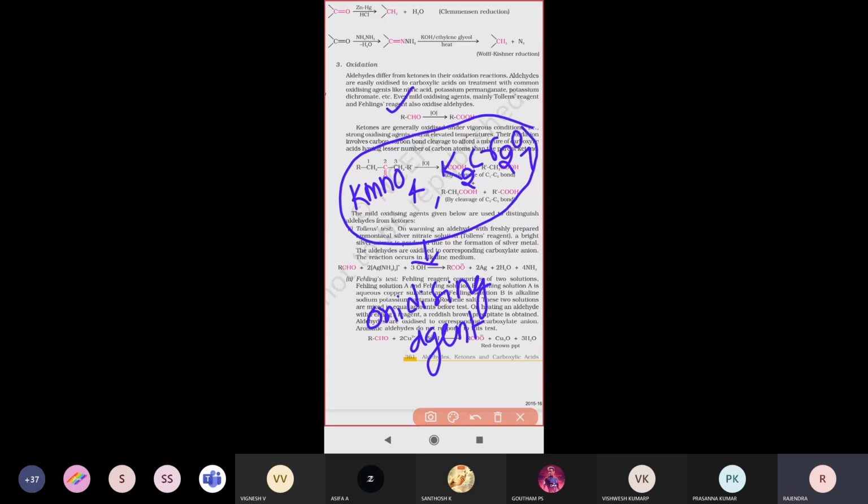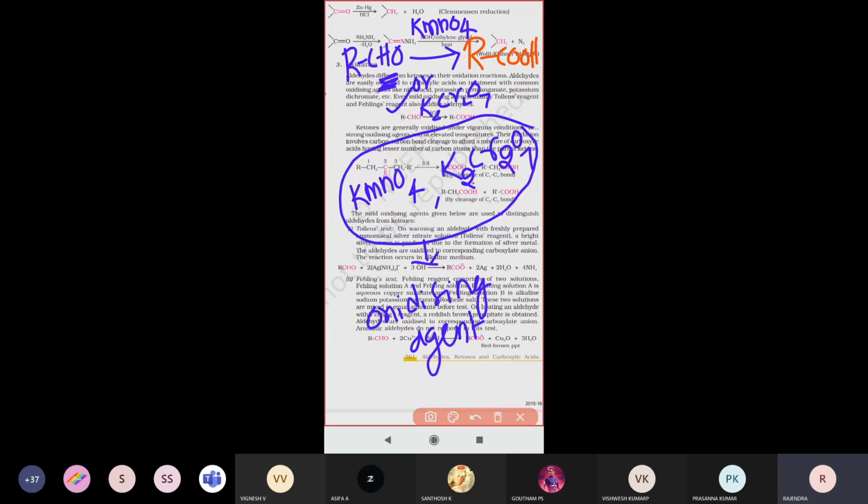How do these reactions happen? Just look here. For example, we take an aldehyde, RCHO. While treating with any one of the oxidizing agents, either KMnO4 solution or K2Cr2O7, what happens? An oxidizing agent means addition of an oxygen atom takes place. Therefore, the aldehyde is converted into carboxylic acid. That means RCOOH will be formed.